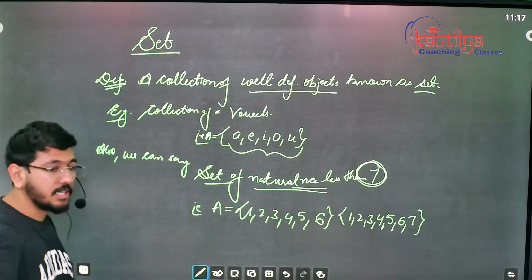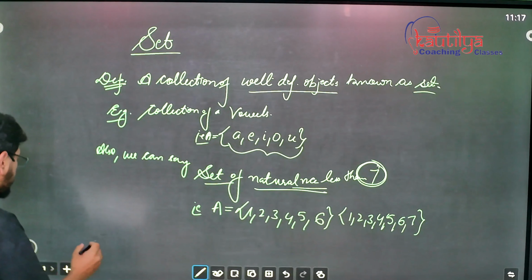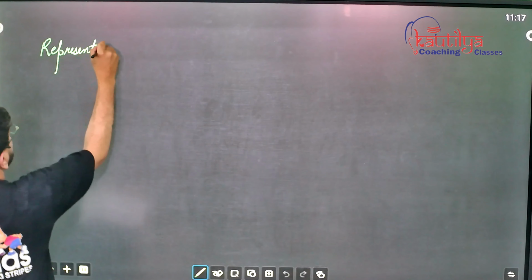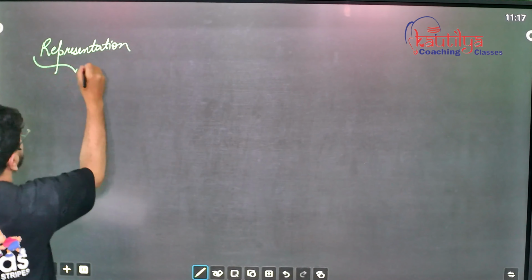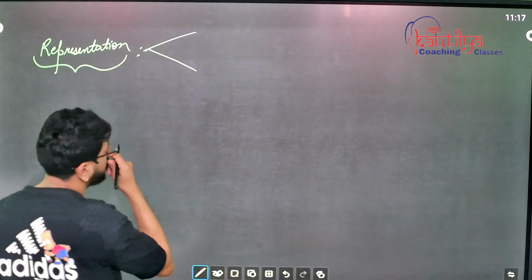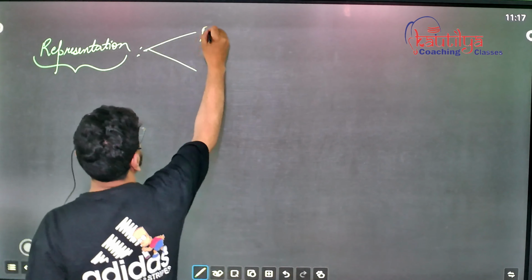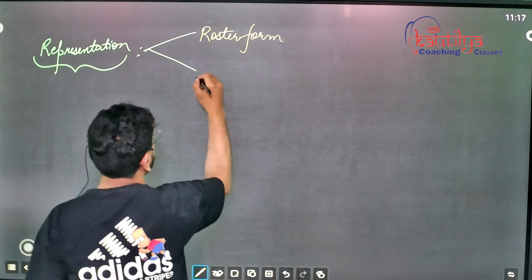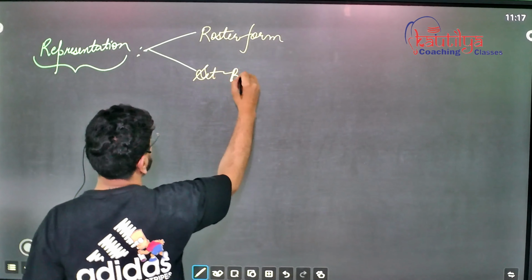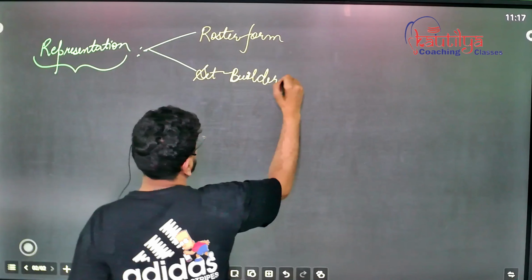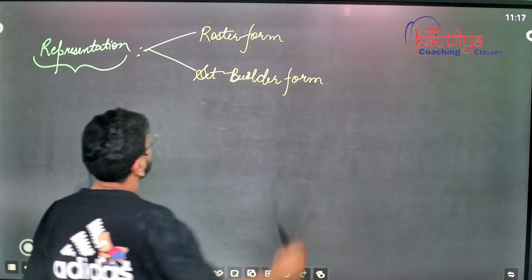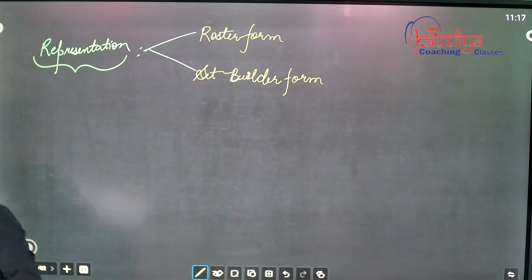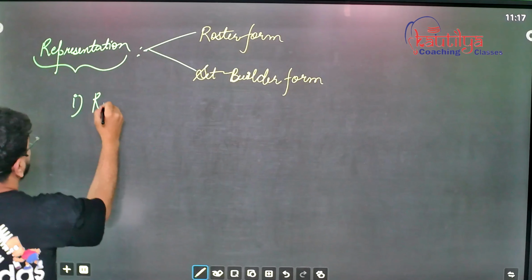Now going for the representation. Two forms are there. One is the roster form and the second one is the set builder form. Let's go with the roster form first.